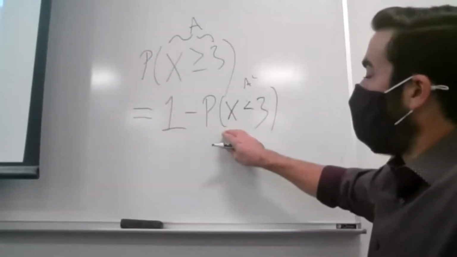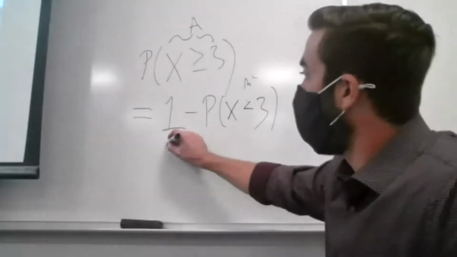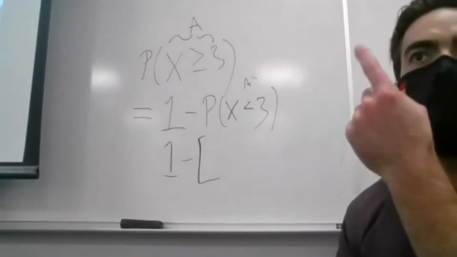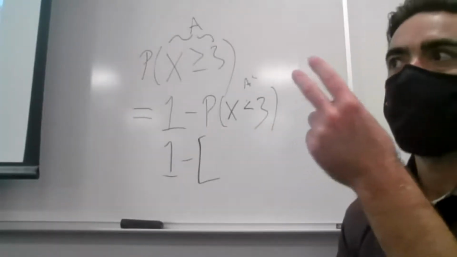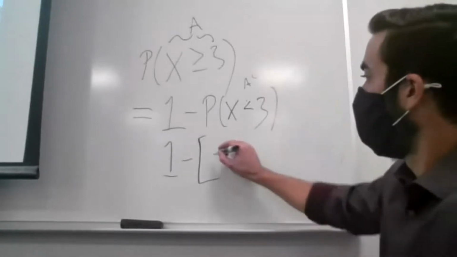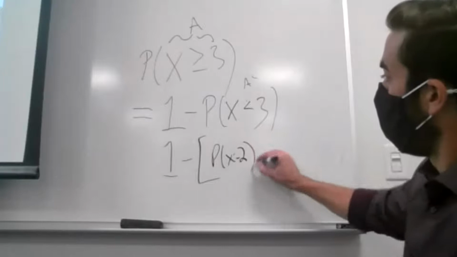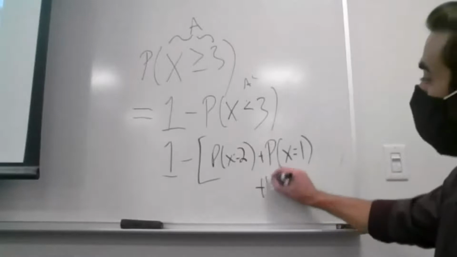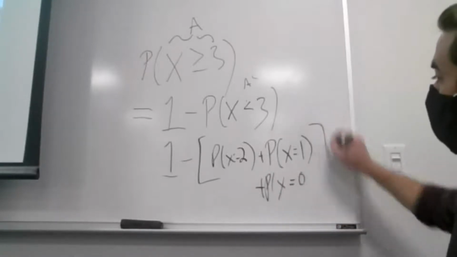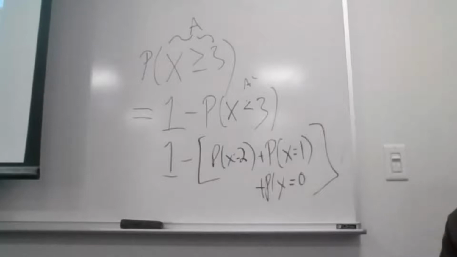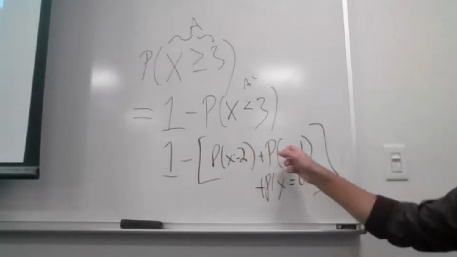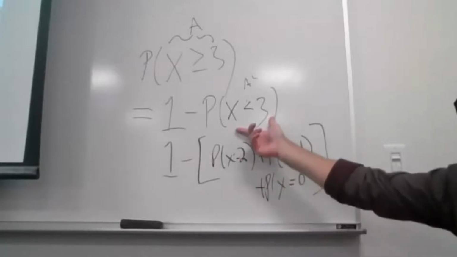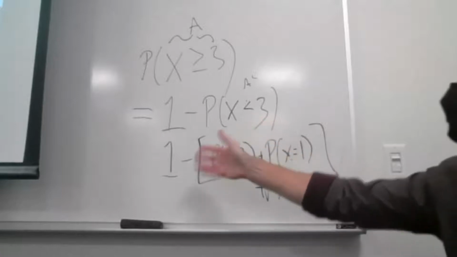Well, now, how could I rewrite this? All the outcomes that are less than 3, well, the first outcome that's less than 3 would be 2 people. So the probability X is equal to 2, plus the probability X is equal to 1. And then don't forget the probability that X is equal to 0 as well. Once we add those up, we would have the probability of A complement, and subtract it from 1.